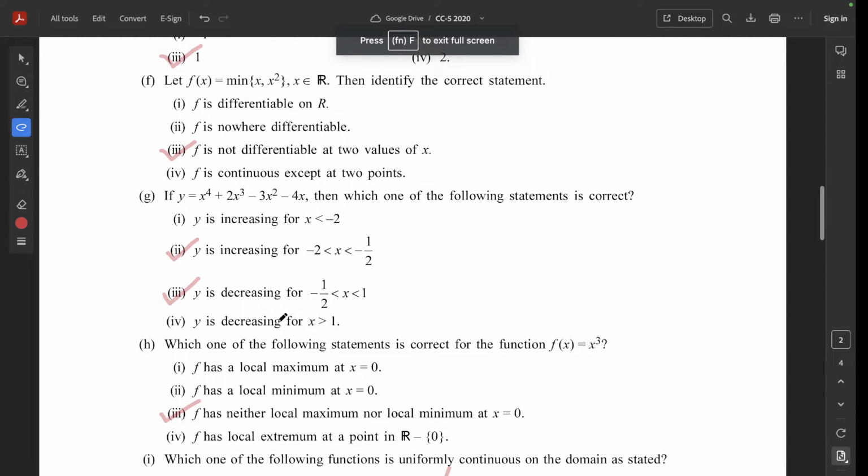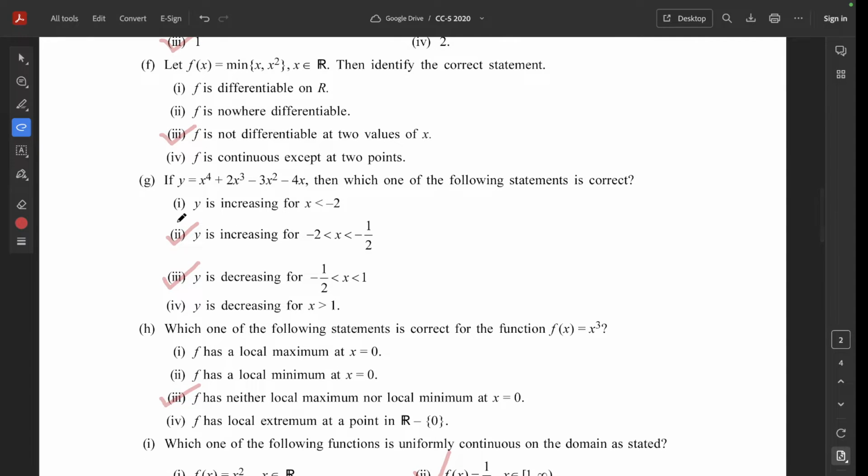Next question G. If y equal to x to the power 4 plus 2x cube minus 3x square minus 4x, then which one of the following statements is correct? But the question may be wrong. The correct option is 2 and 3.